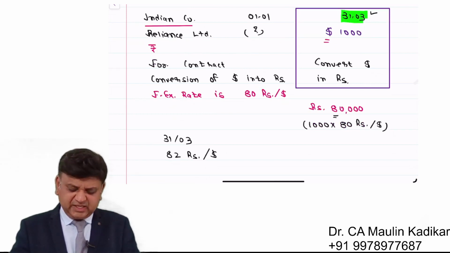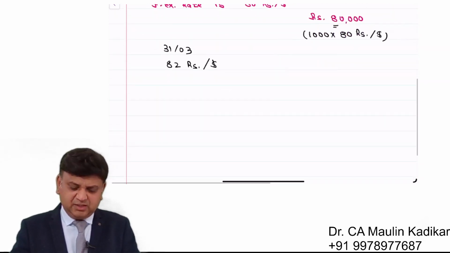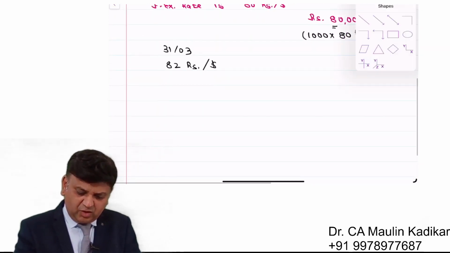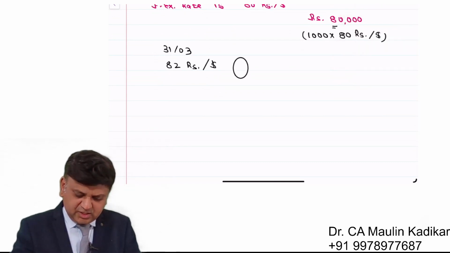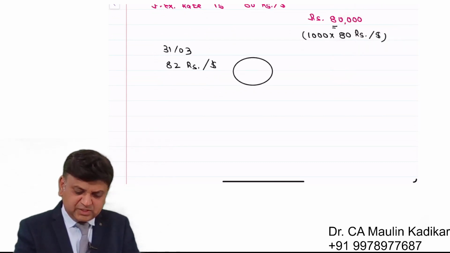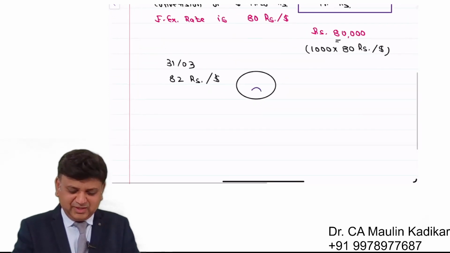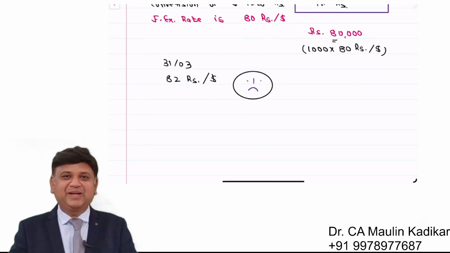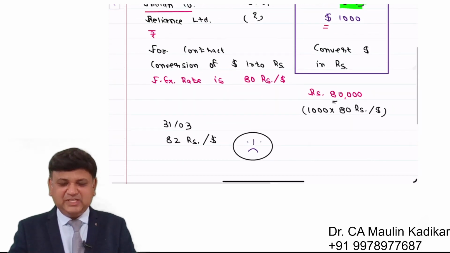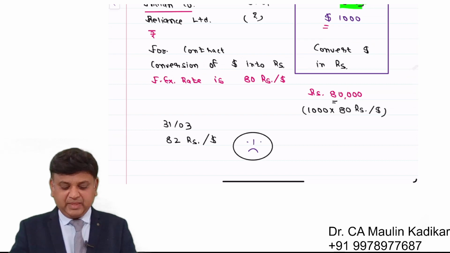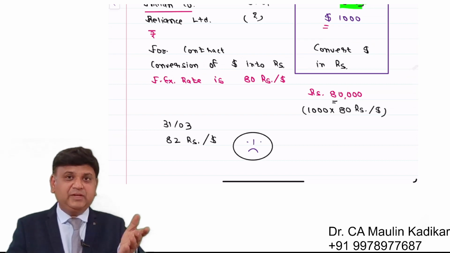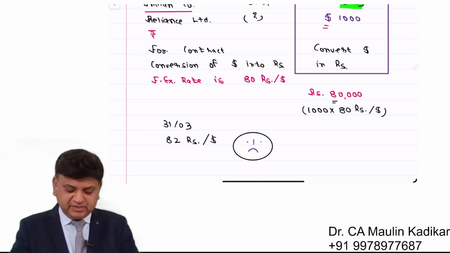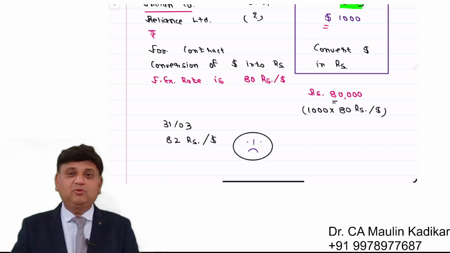We understand that the Reliance company is sad in this case, because on that date the exchange rate is 82 rupees per dollar. As it has entered into the forward contract, it is going to receive only 80,000. If it would not have entered into the forward contract, it would have received an amount of 82,000 rupees.